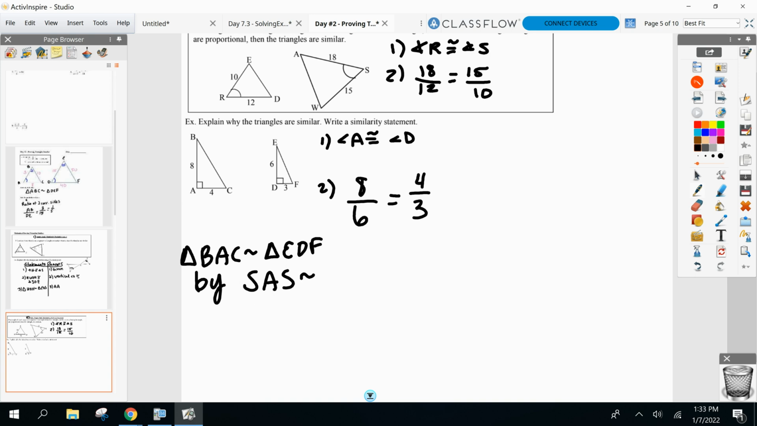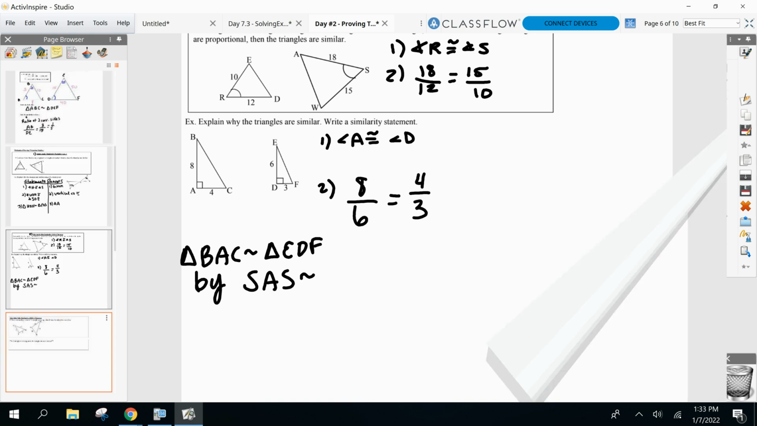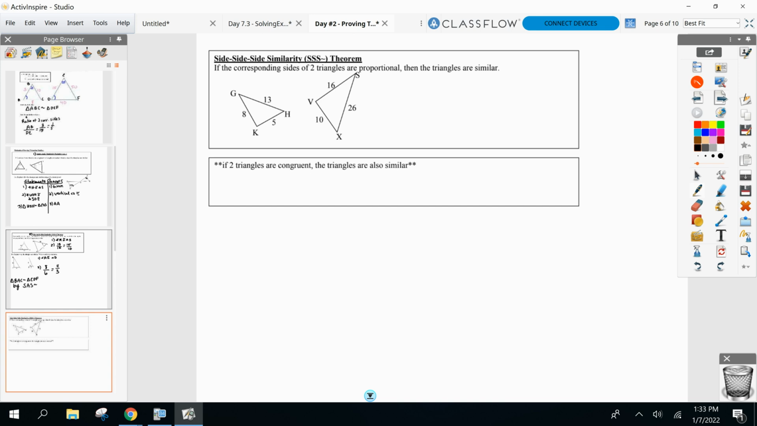Angle, angle, side, angle, side. Third and final method. Look familiar? Yes? Side, side, side. But am I saying all three sides are congruent? No. I'm saying all three sides are in the same ratio. So I need to check all three pairs of sides to see if they're in the same ratio. How do I do that?